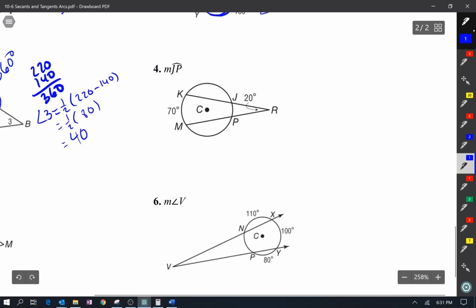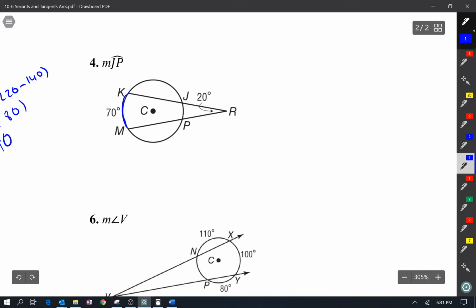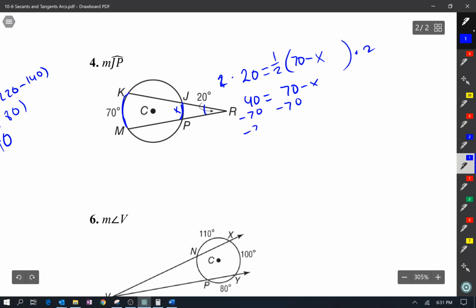All right, next problem, a little bit harder. We're going to call this 70. We don't know what this is, so we're going to call this x, and we know this is 20. So we know that 20 is going to be equal to half of the difference of 70 minus x. I would probably double both sides right now. I would not distribute the 1/2, okay? I'd double both sides, so I'd get 40 is equal to 70 minus x. Then I'd subtract 70 from both sides. I'd get negative 30 equals negative x. So x is 30.